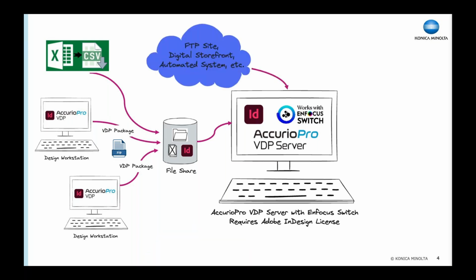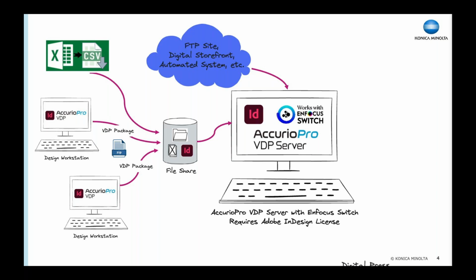Talk a little bit about another method: if you have an FTP site, digital storefront, or some type of automated system, you can also get data into the Enfocus Switch system. Enfocus Switch has pretty advanced support for metadata, supports a lot of XML capability. Our software natively supports a JSON format. So there are some opportunities there as well for automation.